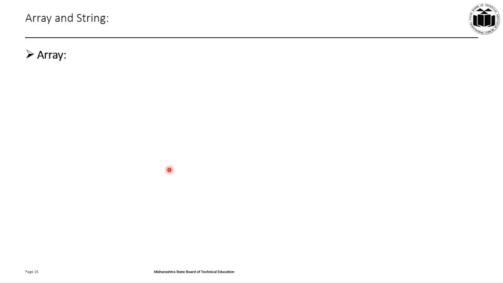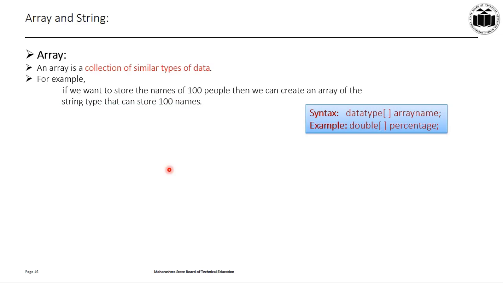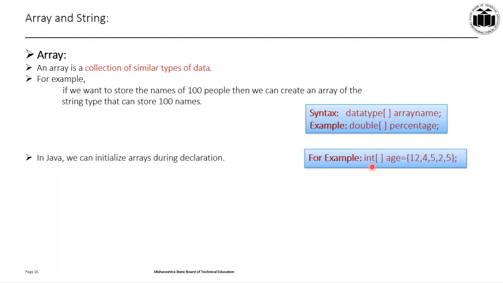Next one is array and string. An array is a collection of similar types of data. For example, if we want to store the names of 100 people, then we can create an array of string data type that can store the 100 values. Syntax: data type along with the square brackets and name of the array. Here I have mentioned one example: double as a data type along with the square brackets and name of the array. In Java we can initialize an array during declaration. For example, int square brackets age is equal to curly brackets with whatever values we want to assign to the age array.